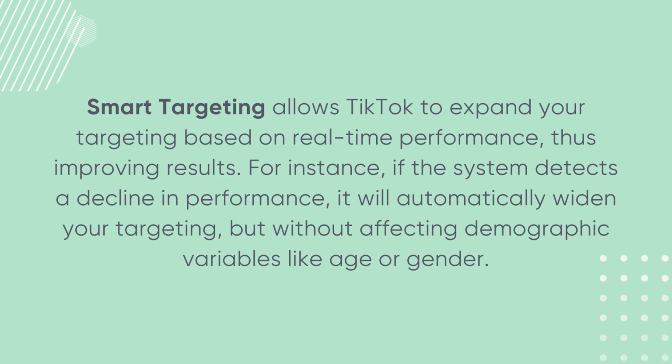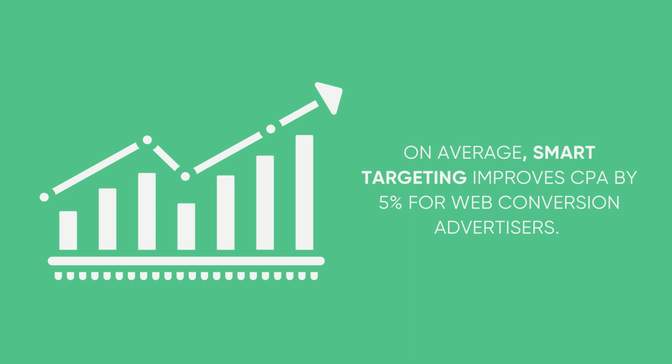Another important update is the introduction of smart targeting, which consists of 2 toggles: smart audience and smart interest and behavior. This feature allows TikTok to expand your targeting based on real-time performance, thus improving results. For instance, if the system detects a decline in performance, it will automatically widen your targeting without affecting demographic variables like age or gender. On average, smart targeting improves CPA by 5% for web conversion advertisers.